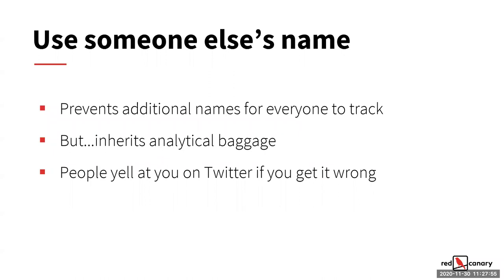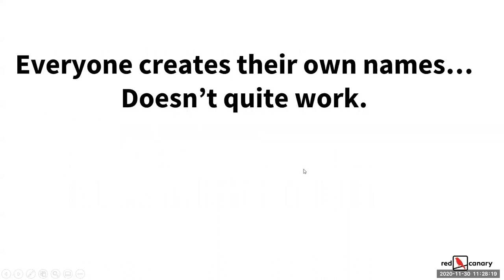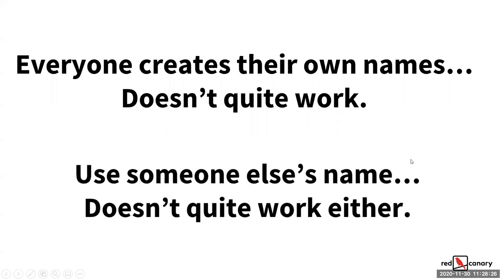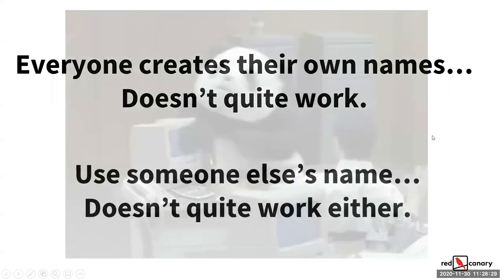And of course, if you use someone else's name and you're wrong because you're trying to do the best you can, people on Twitter will probably yell at you. And that's not a lot of fun either. So by using someone else's name, you might think you're doing everyone a favor, right? One less name to track. But if you didn't name that group, you don't know exactly how it's defined. And so that's a challenging approach as well. All right, so we tried everyone creating their own names. It doesn't really work. And we've tried using other people's names too. And that doesn't really work either.